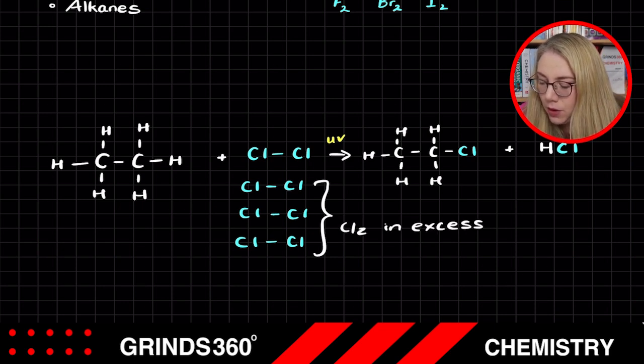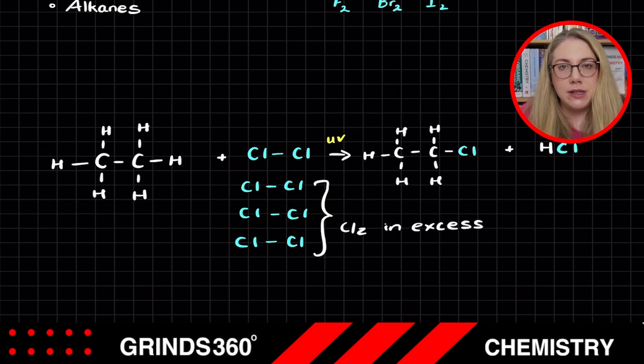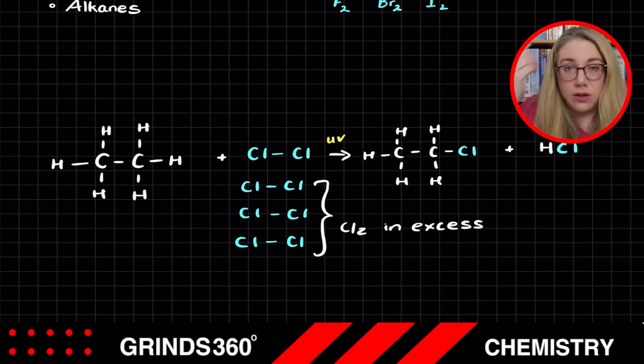And then once you have formed chloroethane, there's nothing stopping it reacting with another chlorine free radical. And that's how you would get more than one chlorine atom onto the alkane. You would need to make sure that your chlorine reagent is in excess to allow another substitution to happen. If you left it long enough, it could potentially replace all of the hydrogen atoms.